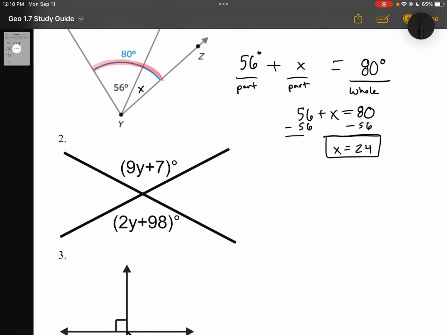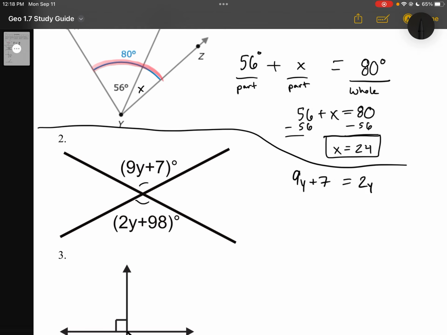For our second one, we want to identify that we have two straight lines intersecting. Two straight lines intersecting make vertical angles for the non-adjacent terms. So the two angles we have here, 9y plus 7 and 2y plus 98, those are going to be the same for us. Because they are congruent, we are able to set them equal to each other. And once these are set equal to each other, we can finish up and solve.